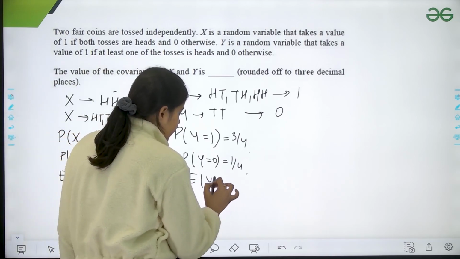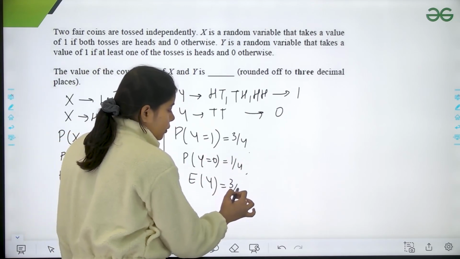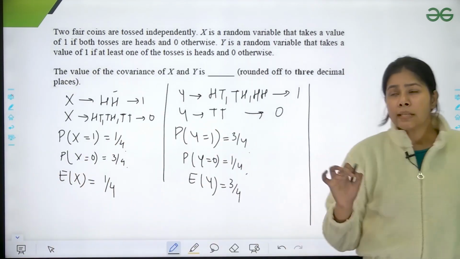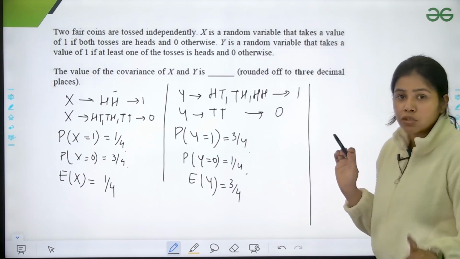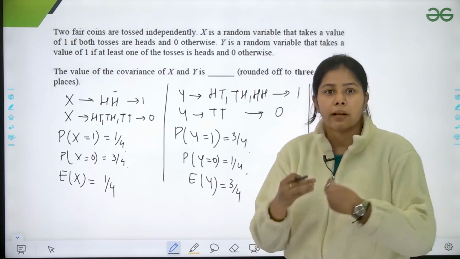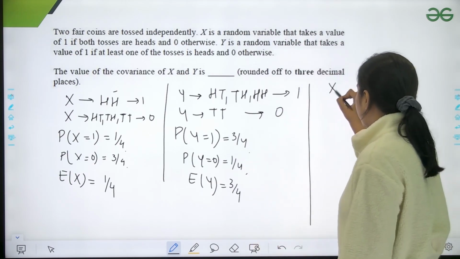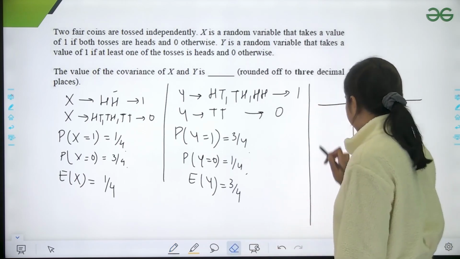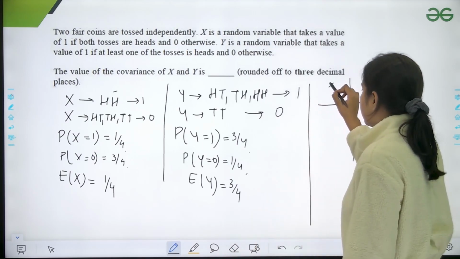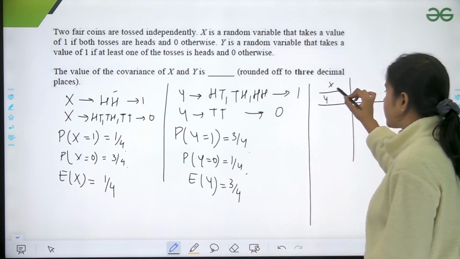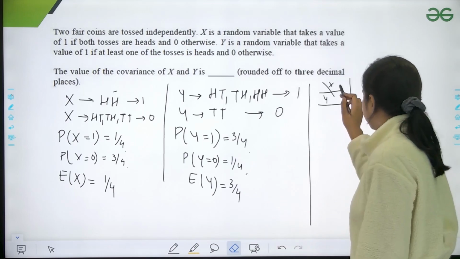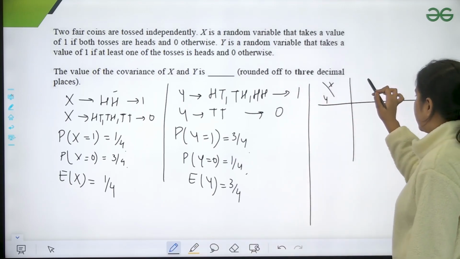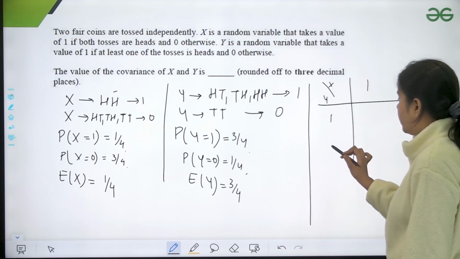Expectation of y would be 1 into 3/4 plus 0 into 1/4. So we'll get 3/4, right? Now the next thing is that I have to find out expectation of xy. For that I have to find out the joint random variable. So for the joint random variable, let's write down x and y. Now x can take value 1 and 0, y can take value 1 and 0.